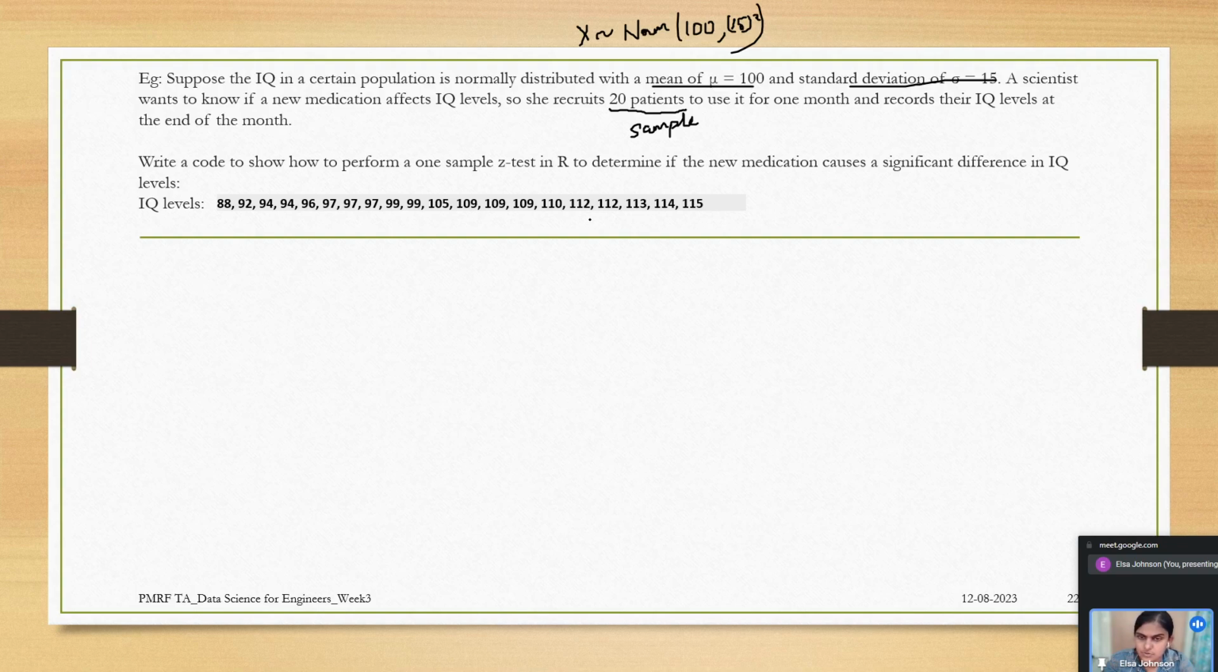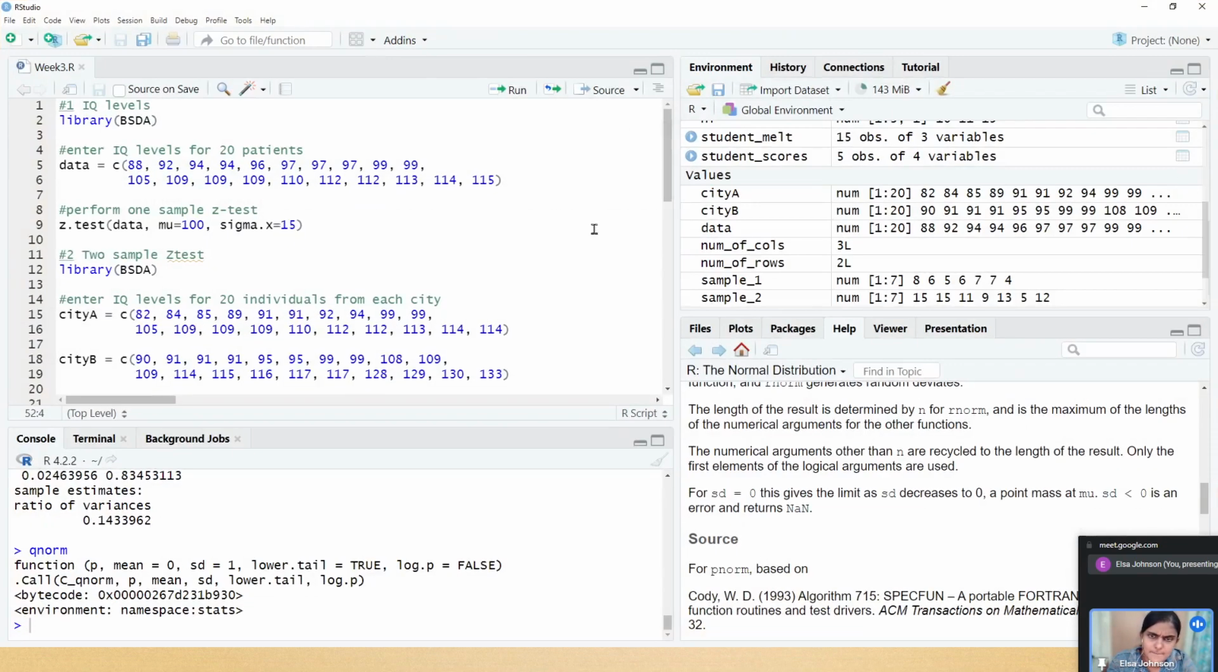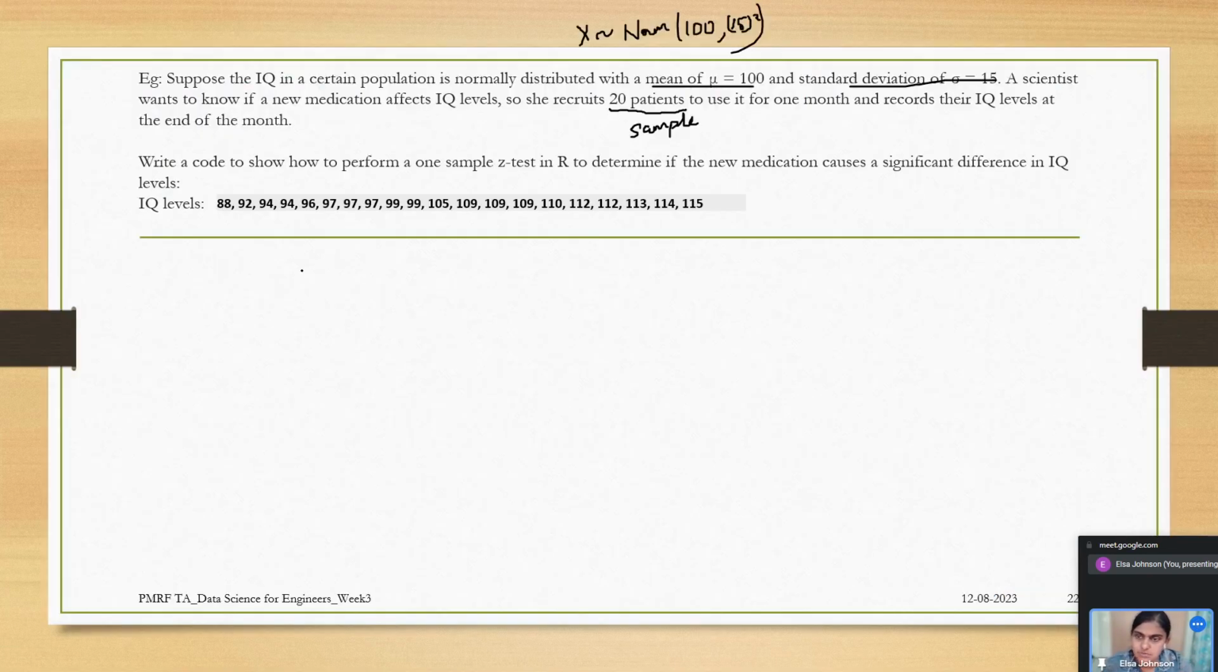So we'll move on to RStudio. So this is the IQ levels. I'll tell you what all the things are that are given. Population mean is given as 100, right? And the standard deviation is given here as 15. Then the number of people in the sample is 20, and nothing else is given. From this set of values you can find the x bar, that means the sample mean.